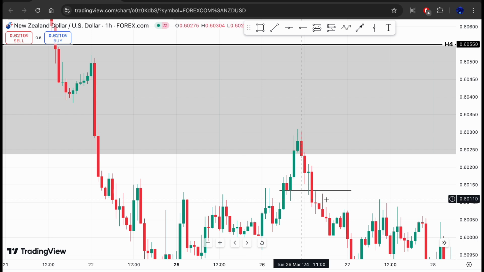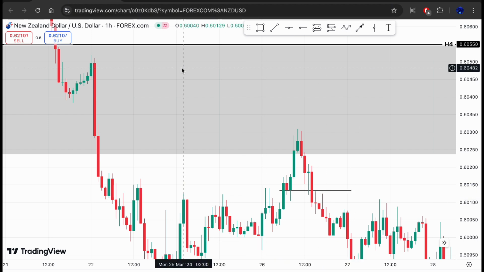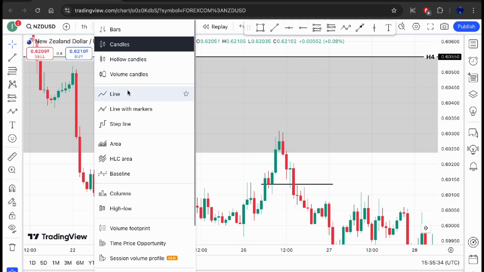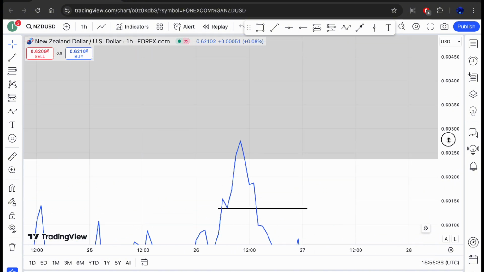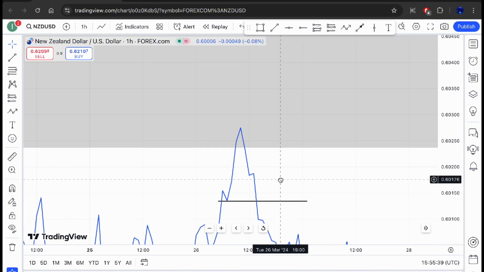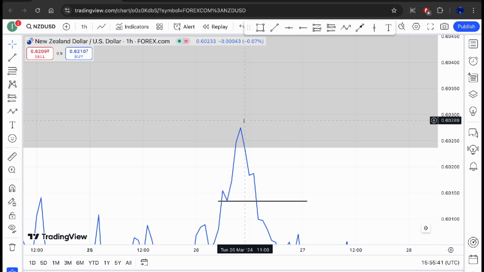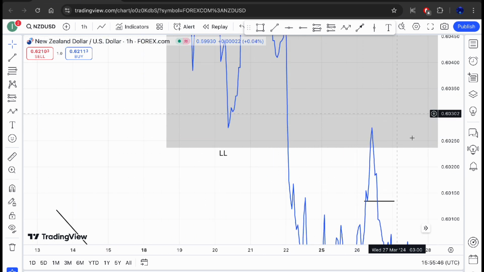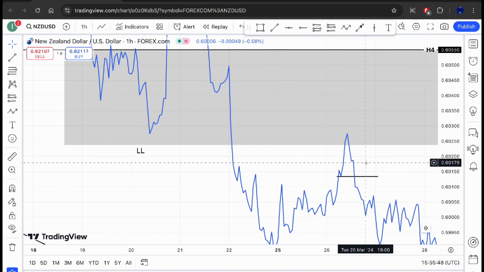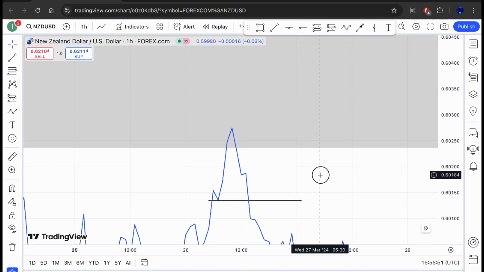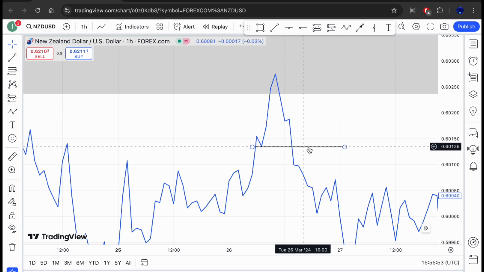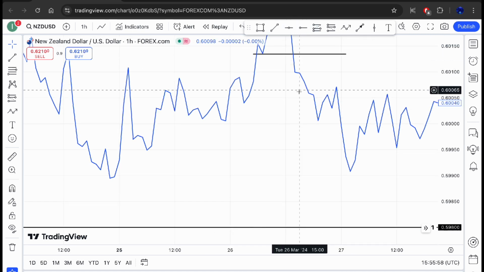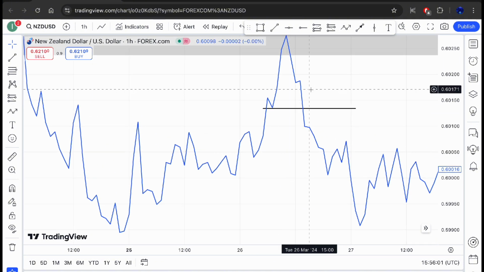Now, why I marked out this as our support zone is because when you convert this to line chart, you're going to be able to see that truly it was a support zone. It was the last support zone formed before price entered into our previous zone of support, which is turning resistance now. So remember what I said before, guys, once price is able to break below this low now, it has indicated that yes, price is indeed ready to go to the downside.